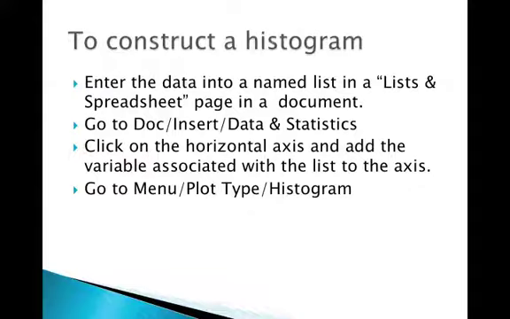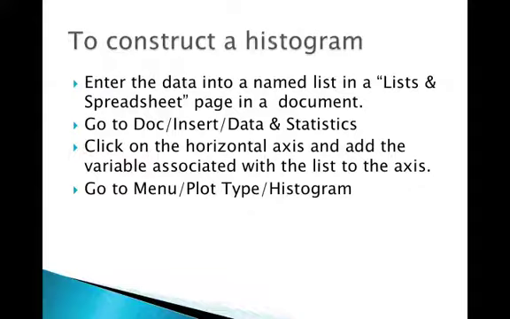So to construct a histogram, we're going to use our CAS calculators. You're going to enter the data into a named list in a List and Spreadsheet page in a document. So you have to go to Document, open New Document, and then select List and Spreadsheet page. Then you're going to enter the list and name it just like we've done before. And then you're going to go to Doc, because we want to add a page to our document, and you're going to insert a Data and Statistics page.